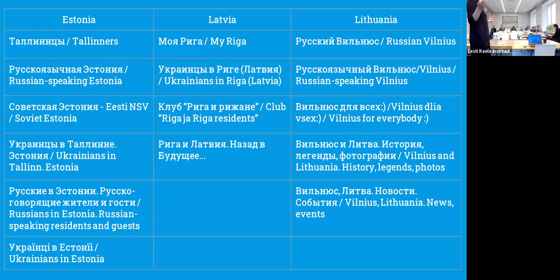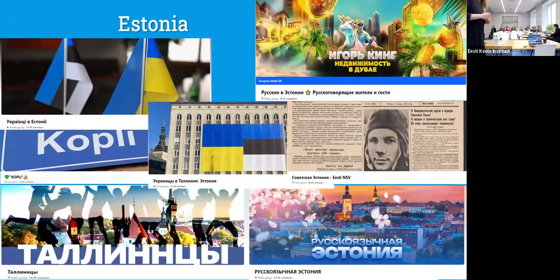As for the Ukrainian groups, of course, we can meet a lot of the Ukrainian language there, and also English and the local languages in all three countries: Estonian, Latvian and Lithuanian. So it's really multilingual. However, in the description of the groups, you can see that they are so-called Russian-speaking groups. And that's the reality. That's the picture of different groups in Estonia.